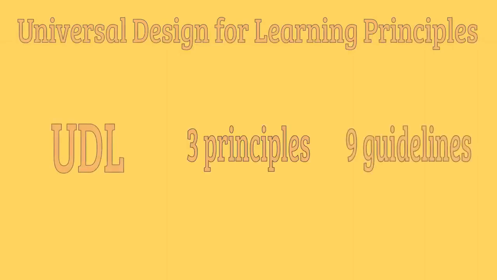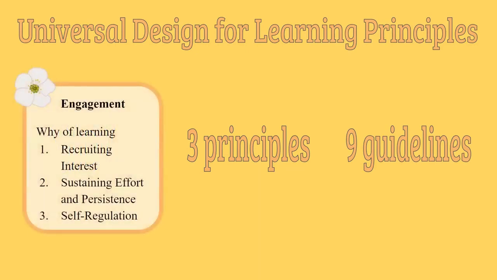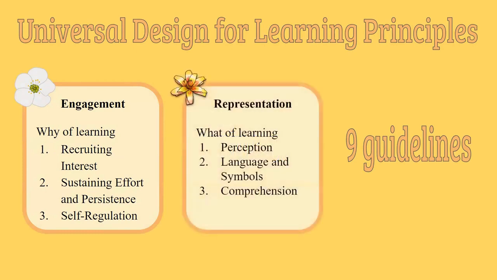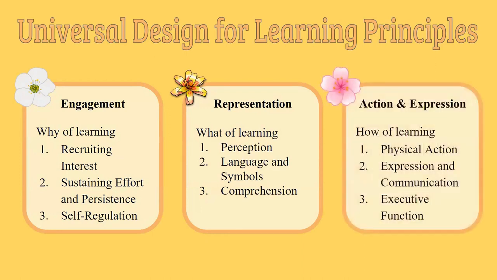To start, Universal Design for Learning, UDL, is made of 3 principles and 9 guidelines, which were created to enhance learning outcomes and reduce barriers to education for all learners. The principle of engagement addresses the why of learning by making learning more purposeful, as it aims to motivate learners and stimulate their interest. The principle of representation addresses the what of learning. This is done through presenting information and content with various methods. The principle of action and expression addresses the how of learning by providing multiple ways students can express what they know.